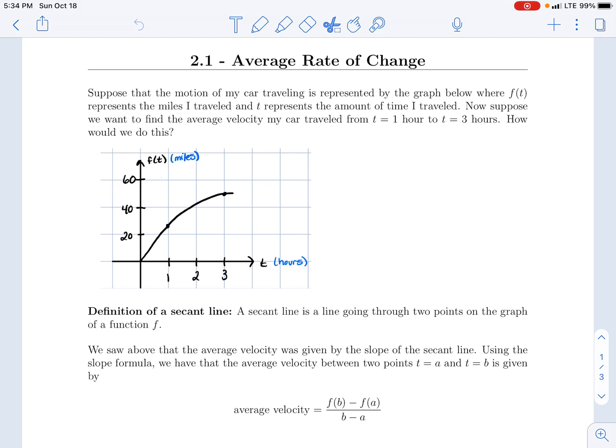And so what does this remind you of? Well, this is really the change in miles over the change in hours, or the change in y over the change in x. Am I getting closer? Well, really what I'm talking about here is slope. And so to find the average velocity from t equals 1 hour to t equals 3 hours, I'm going to draw a line going through my 2 points to my graph here of f.